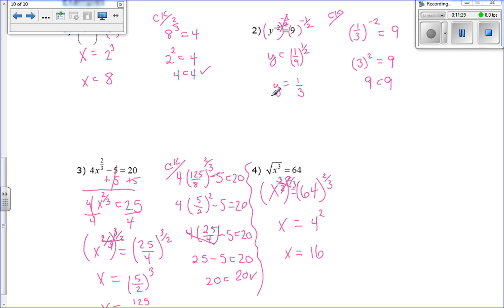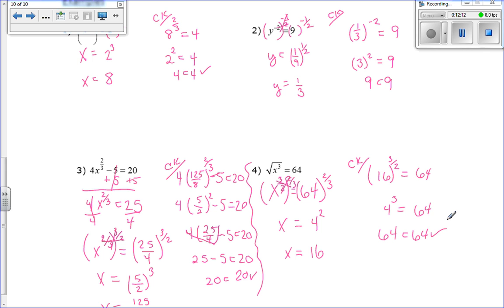So the last thing you need to do with this problem is check it. You can choose to write it as a radical or leave it as a fractional exponent. I think it's easier personally to leave it as a fractional exponent. So I'm going to take 16 raised to the 3/2 power equals 64. Square root of 16 is 4. Now we have to cube it. And 4 cubed is 64.